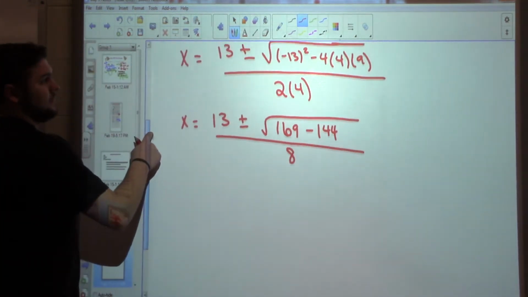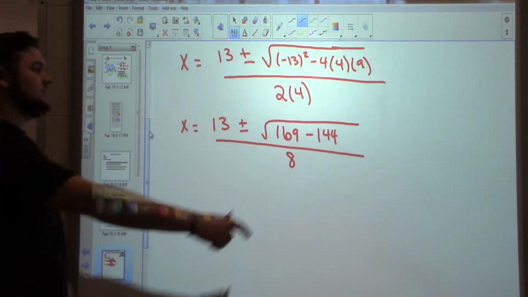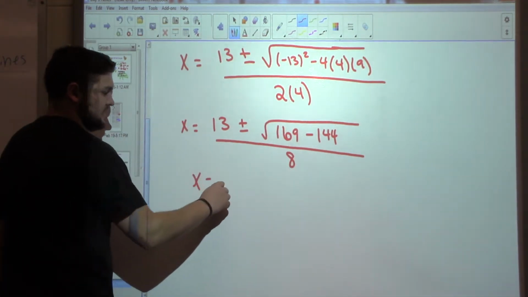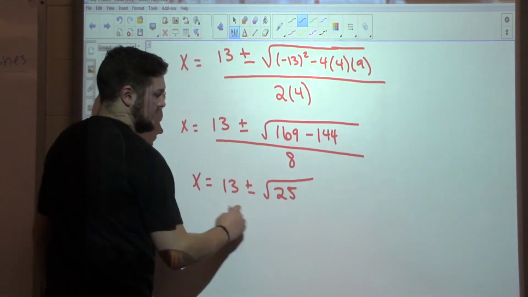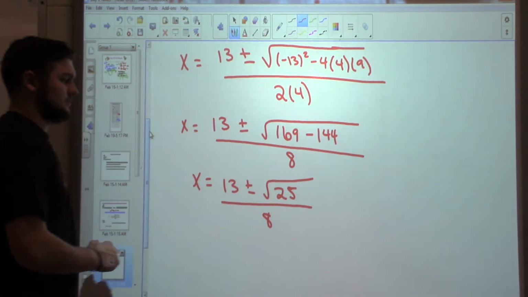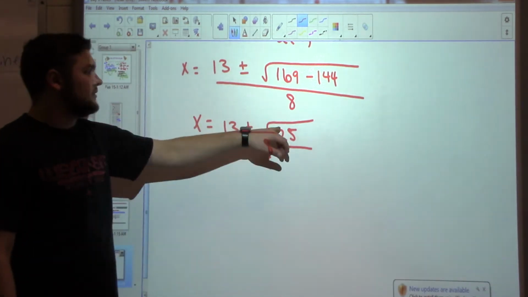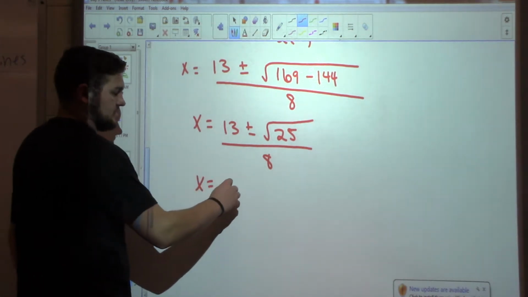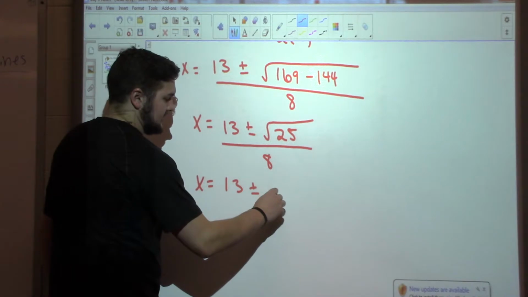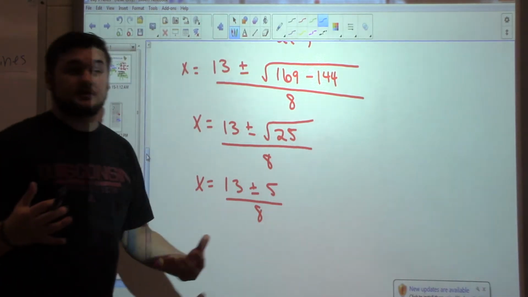Alright? So we're all here. We all follow how we got to that. Okay, do your subtraction here. X equals 13 plus or minus the square root of 25 over 8. And all you do is subtract. What's the square root of 25? 5. X equals 13 plus or minus 5 over 8. This one's going to come out to nice numbers.